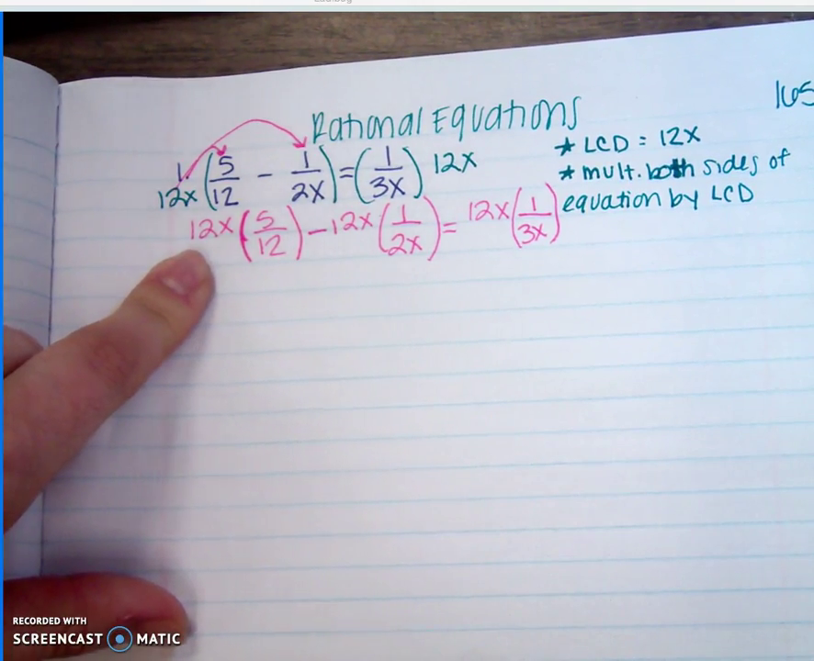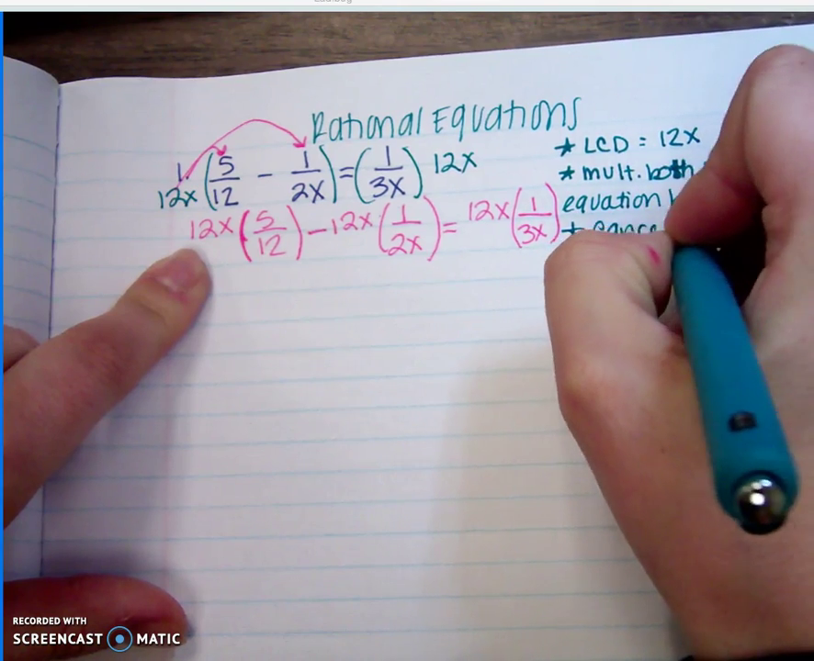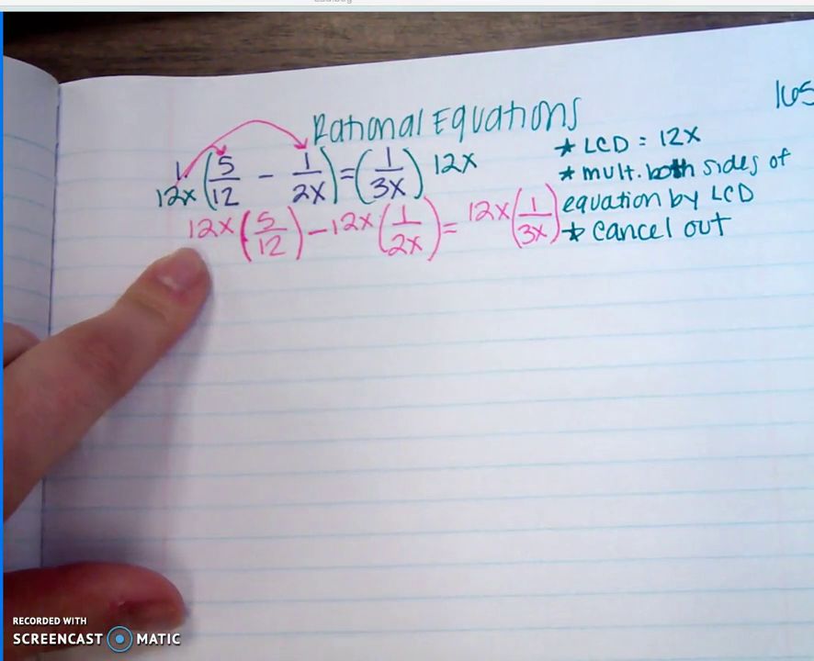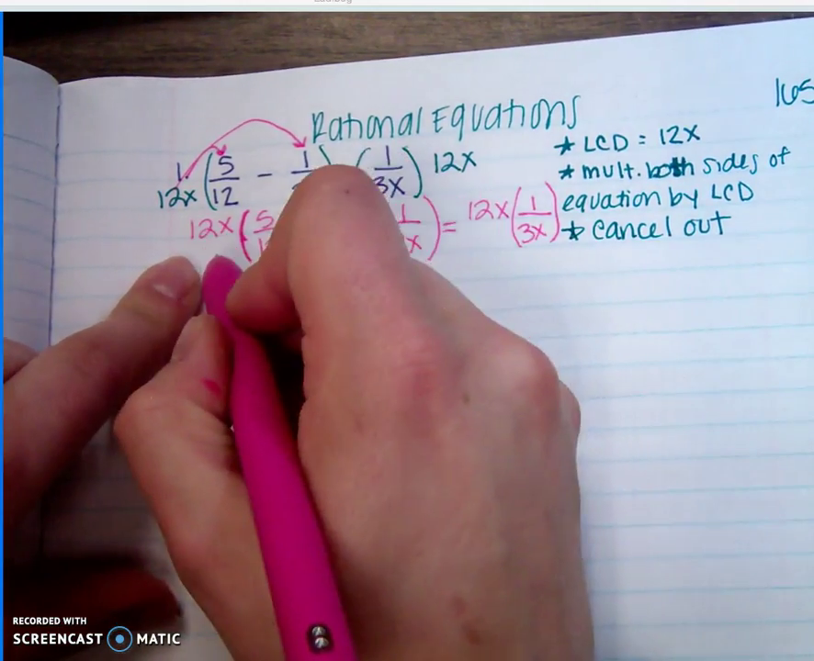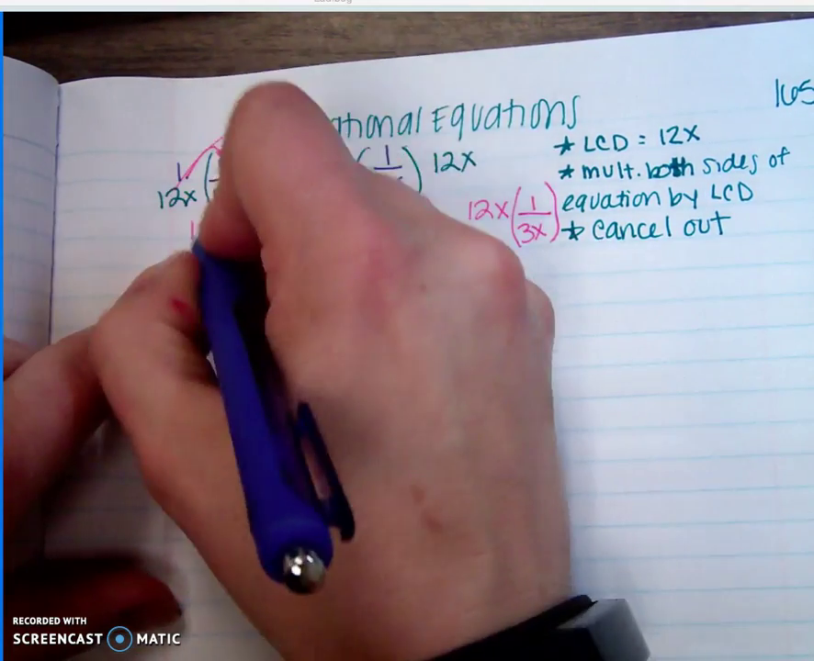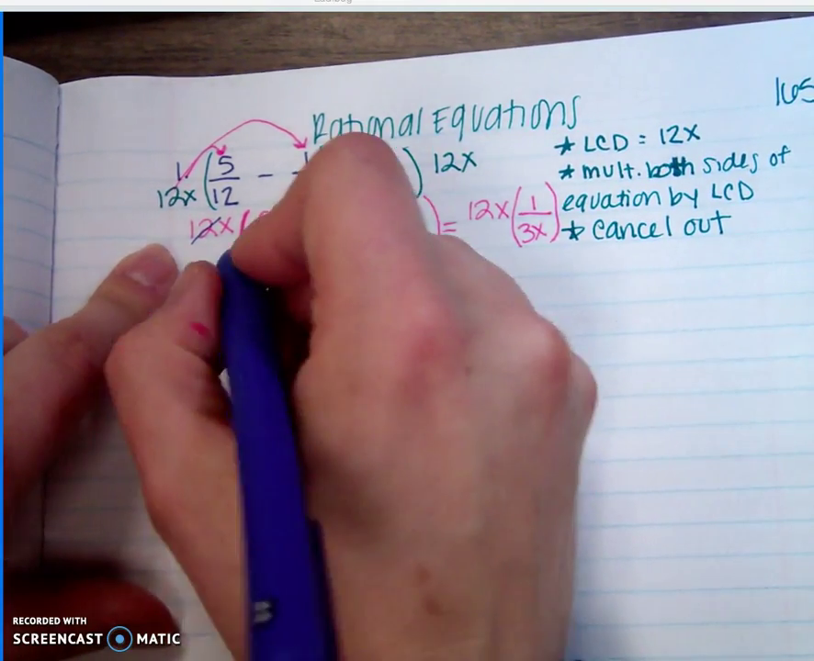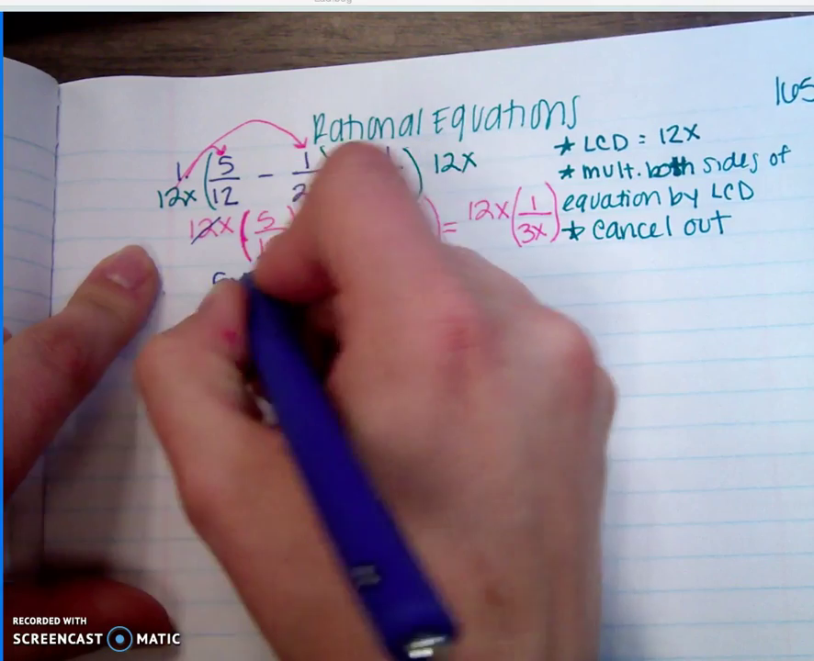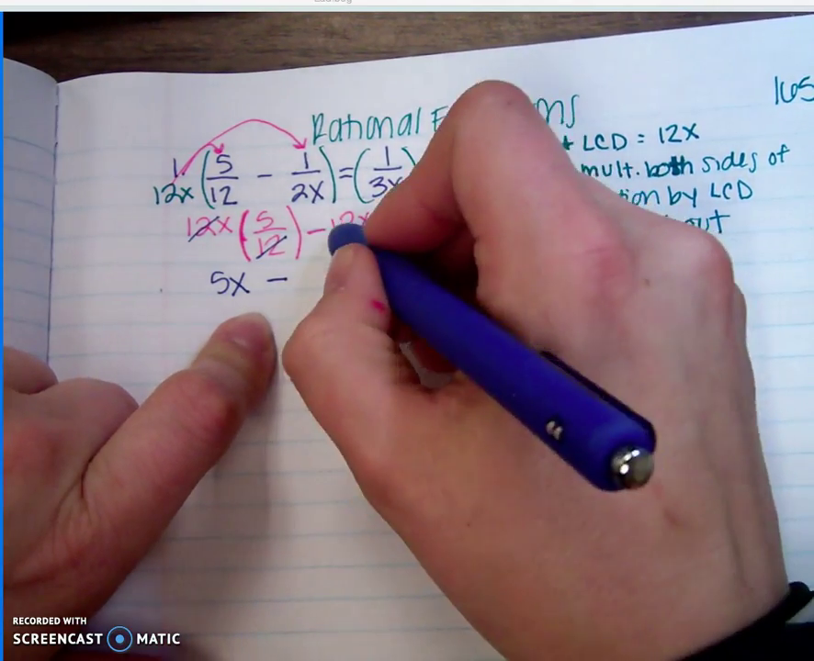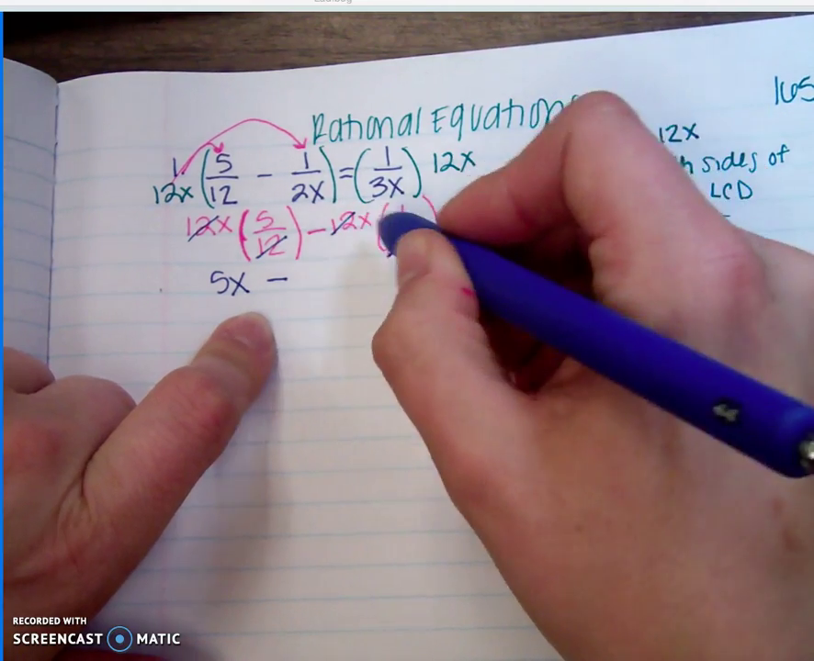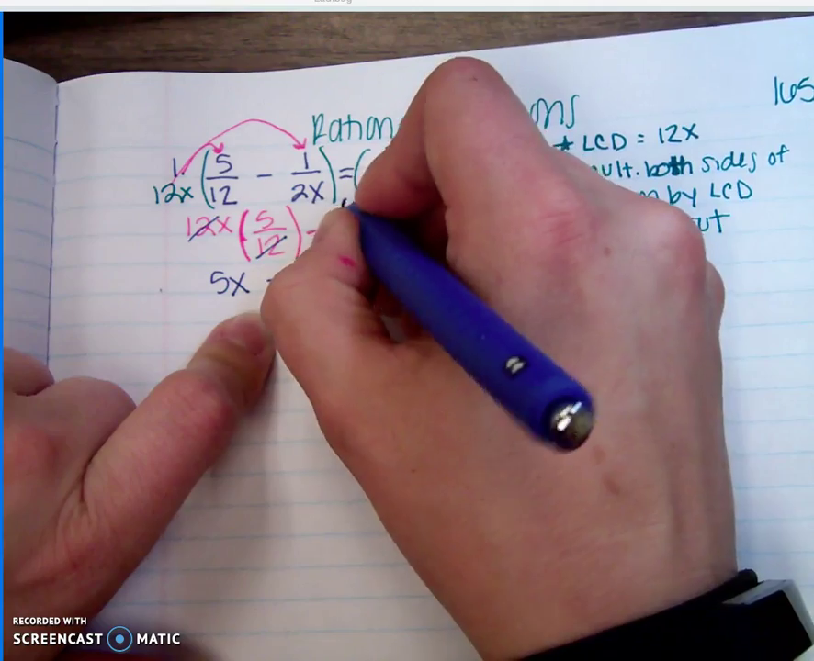The third thing that we're going to do is cancel out what we can. Instead of having to do all this multiplying and then dividing, I can cancel out this 12. So I'm left with x times 5 over 1, which is just 5x. A negative 12. Oh, I can cancel out this 12 and this 2. I can divide it out by 2. So I'm left with 6.